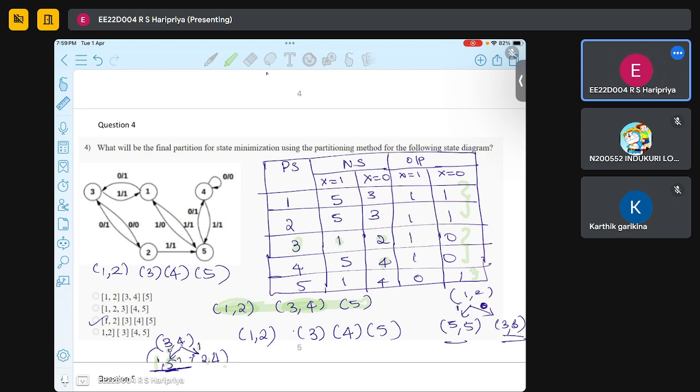Now, are 2 and 4 in the same set? No. So this we will substitute. That is 3 and 4 are substituted. Now for this 1 and 2, it's 5, 5, 3, 3. So they are the same, so they are equivalent. They will come from the same set. So this is one set. So the total reduced is 1 to 3 separate, 4 and 5 separate. Is it clear?